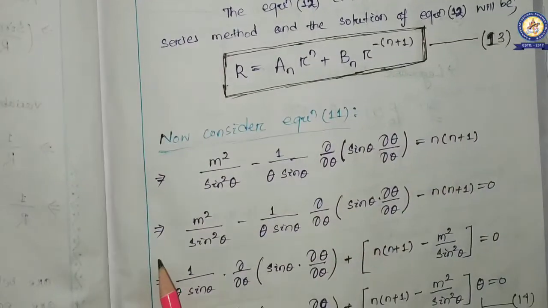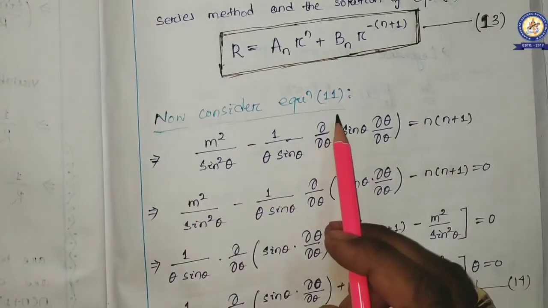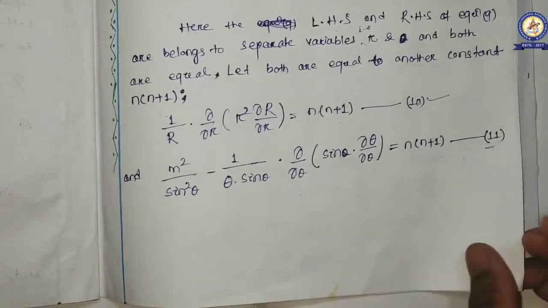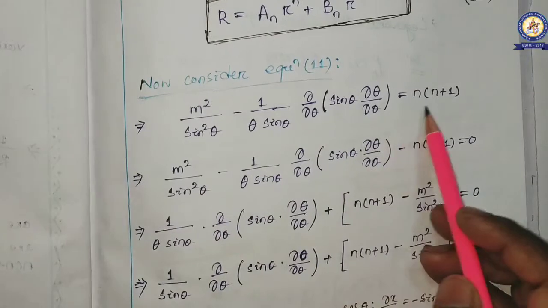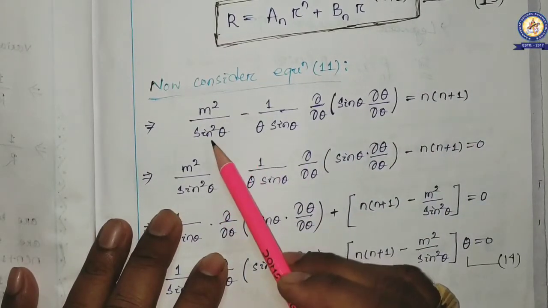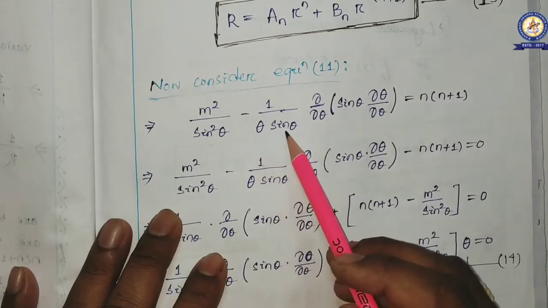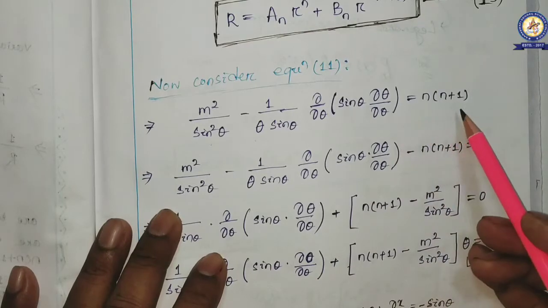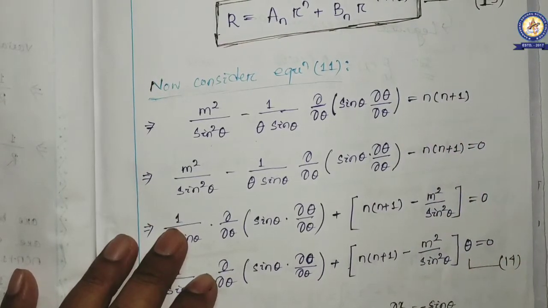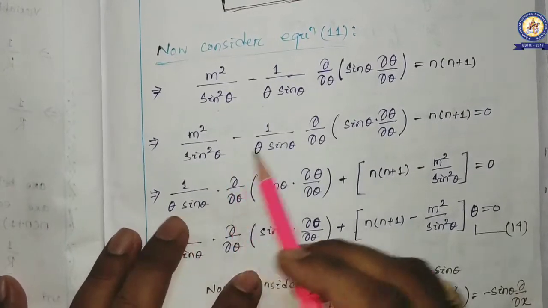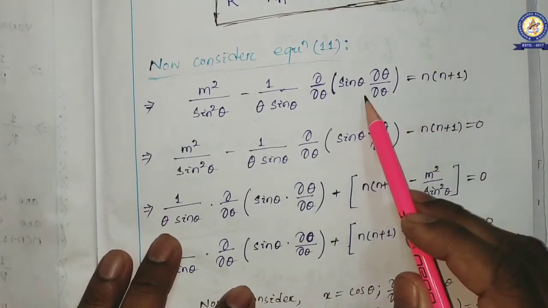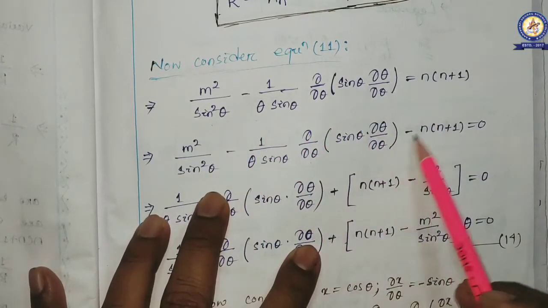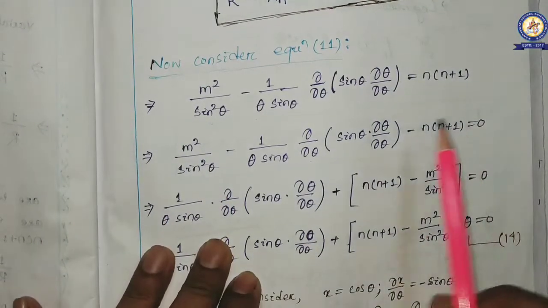Now we are going to go for equation number 11. The equation number 11 is nothing but this one: m square by sine square theta minus 1 by capital theta into sine theta into del by del theta of sine theta del by del theta of capital theta equal to n into n plus 1. Now n into n plus 1 is taken to the LHS, so this will be this term minus this term minus n into n plus 1 equal to 0.